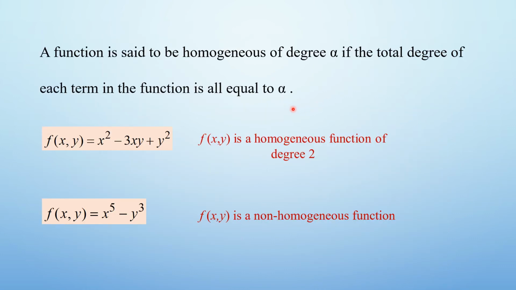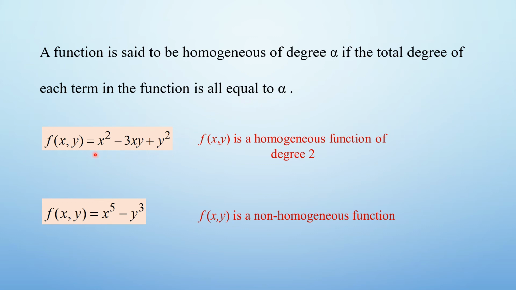A quick way of determining whether a function is homogeneous or not is by just inspecting the total degree of each term in the function. If the total degree of each term in the function is equal to alpha, then we conclude that the function is homogeneous of degree alpha. So this is a quick method to determine whether a function is homogeneous or not. We don't have to replace x by tx, y by ty.